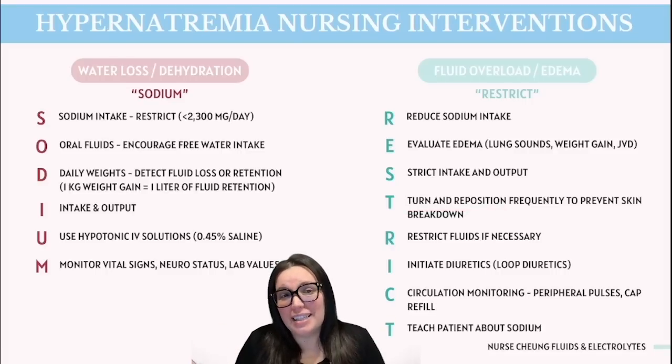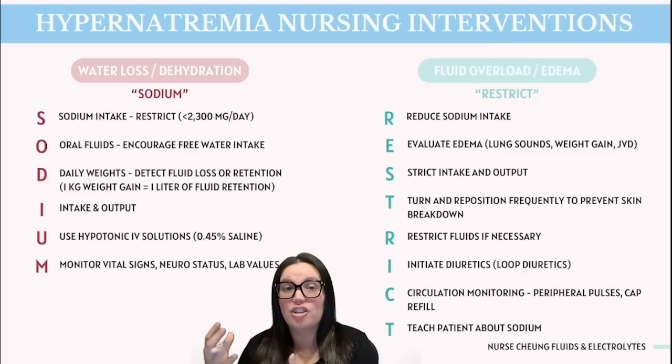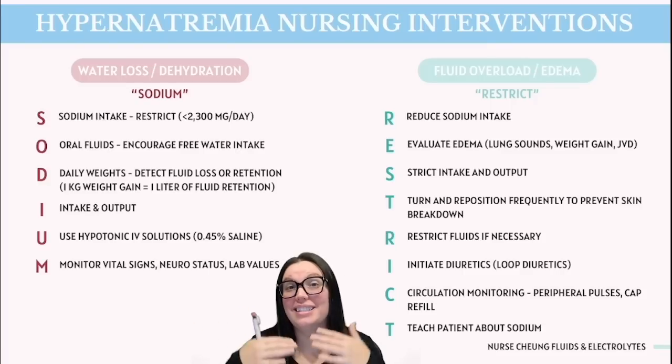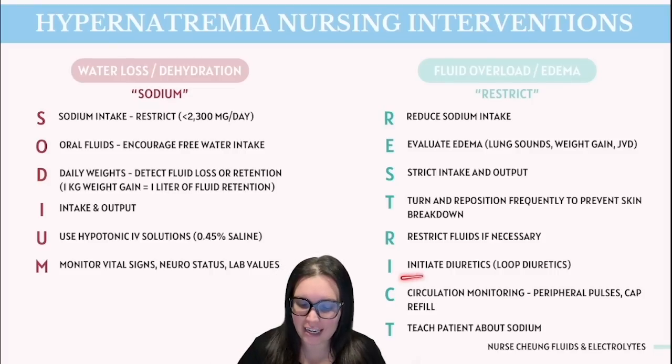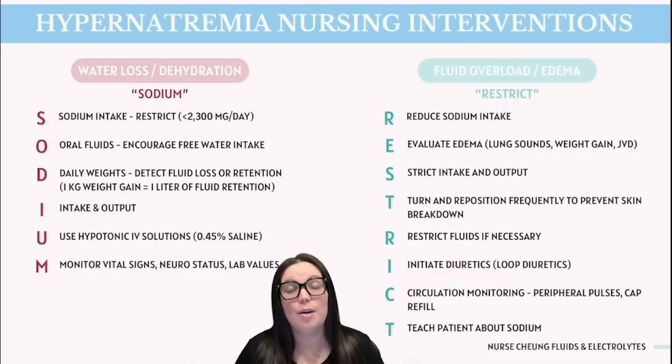In some cases, we may need to take it a step further and actually restrict fluids. This means carefully limiting the amount of water or other fluids the patient drinks, especially if they're retaining too much. If fluid overload is severe, we're most likely going to be looking at initiating some kind of diuretic, more specifically a loop diuretic like furosemide, also known as Lasix.